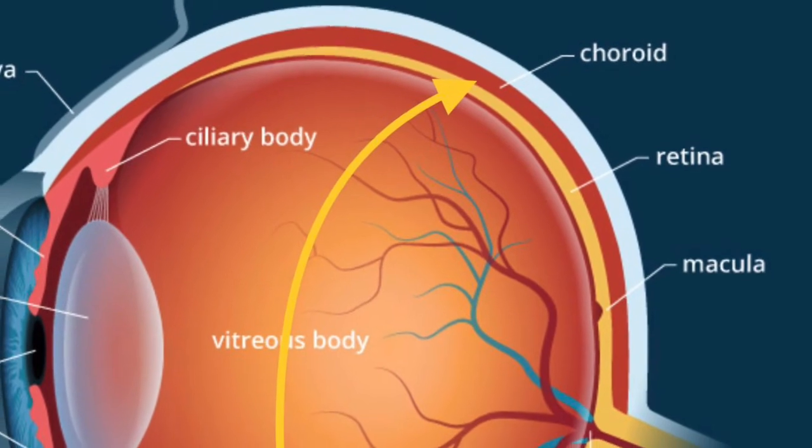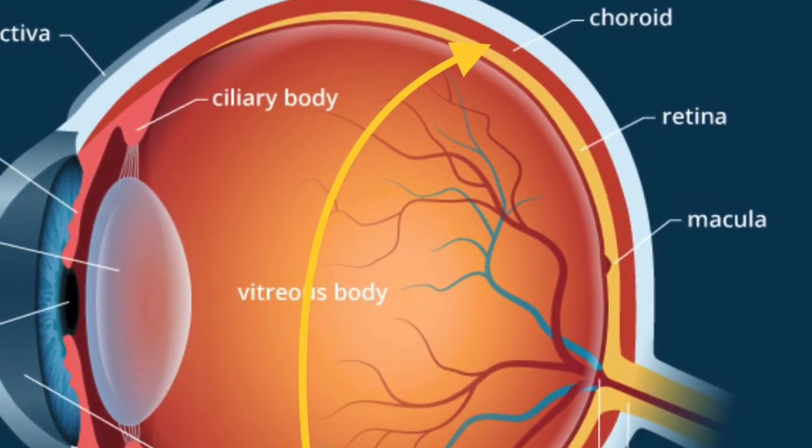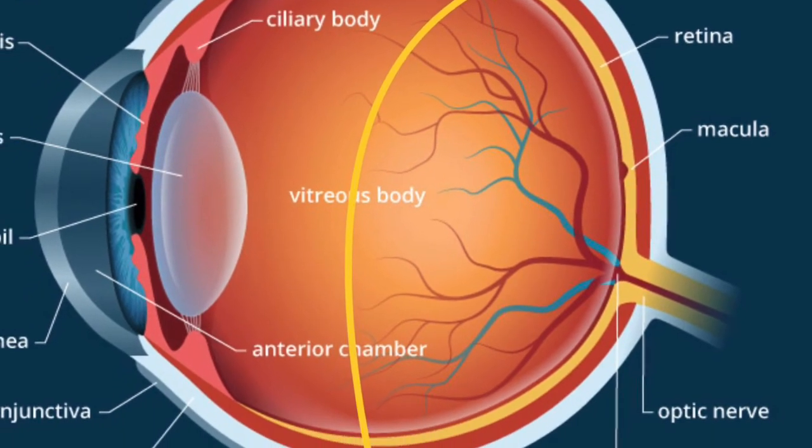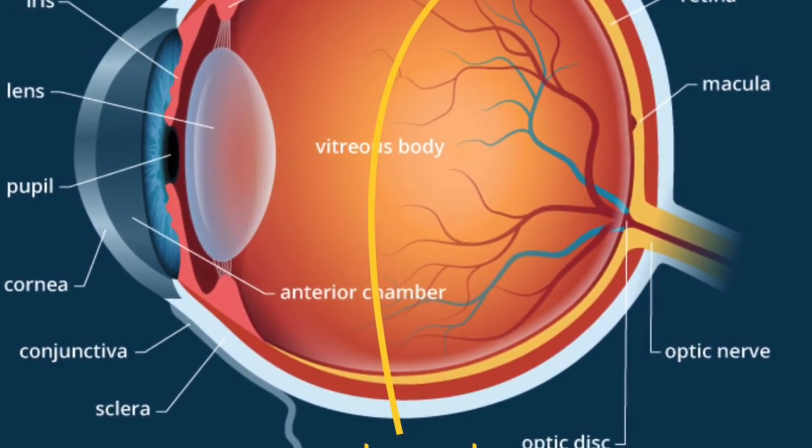Lastly, we have the choroid. This is the layer between the retina and the sclera that consists primarily of blood vessels that provide nutrition to the retina.